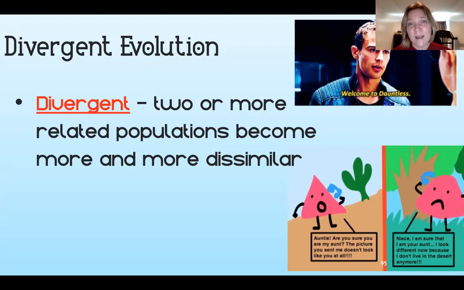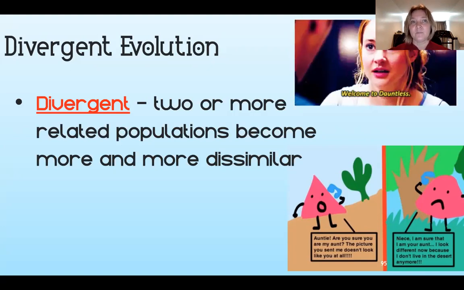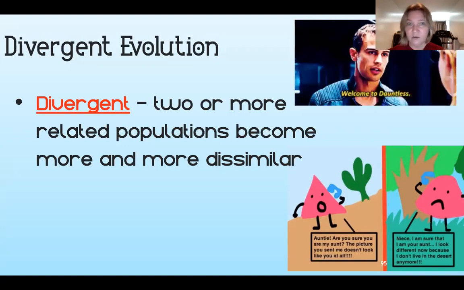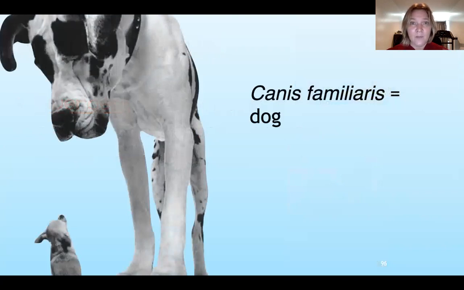Now, there are two ways that divergent evolution can occur. One of them is called adaptive radiation, which is natural. I'll talk about it in a minute. The other one is called artificial selection, and this is what we do. The best example of divergent evolution is with the species Canis familiaris, which is the common dog. I just have a picture here of a Great Dane and a Chihuahua.